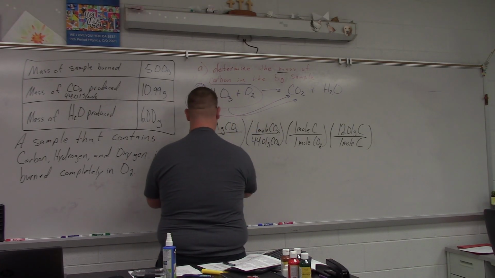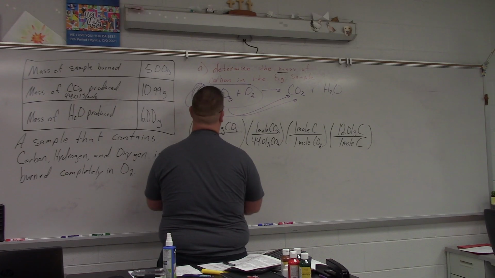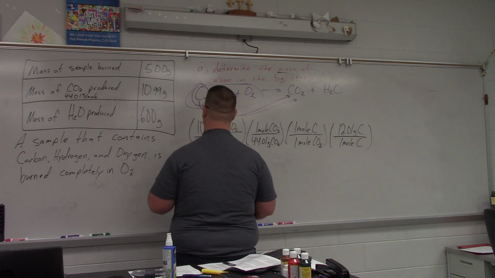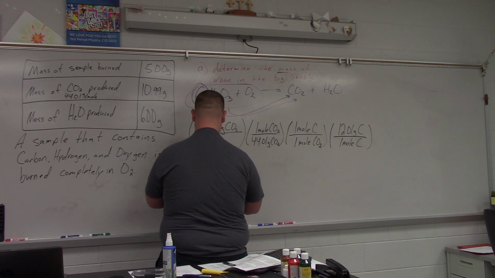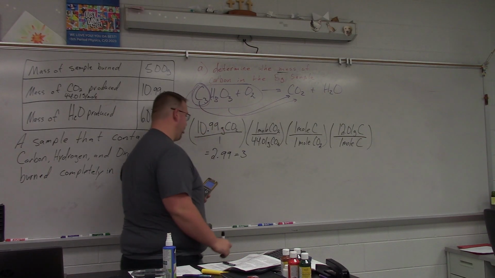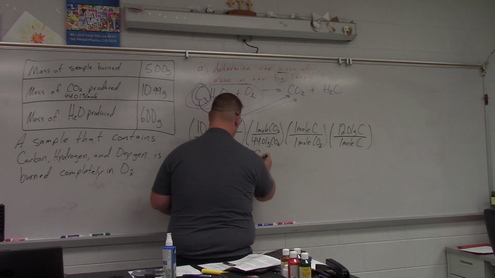So I do this and I get 2.9, I need 5.02. That's 3 sig figs. But really, it'd be 3. So 3 grams of carbon.